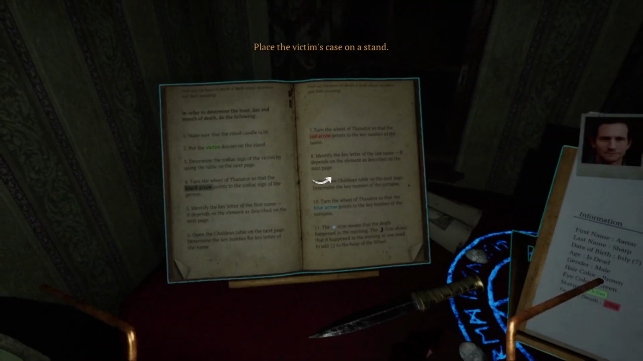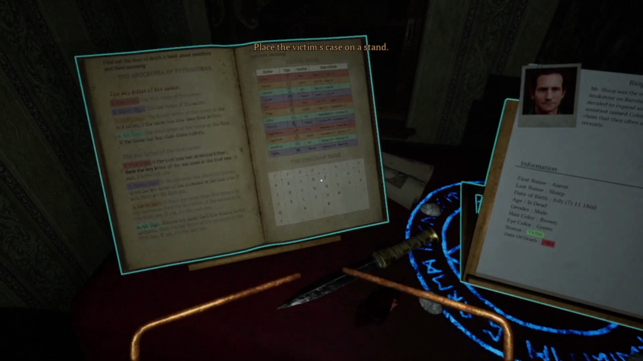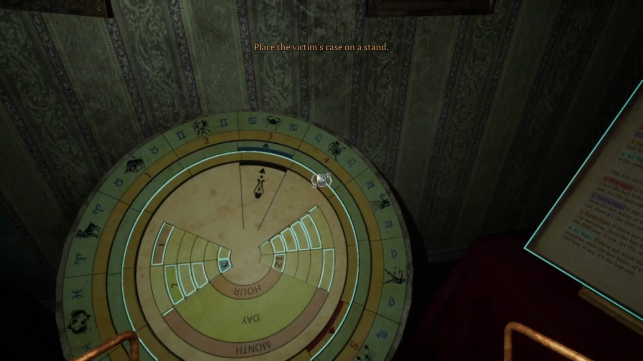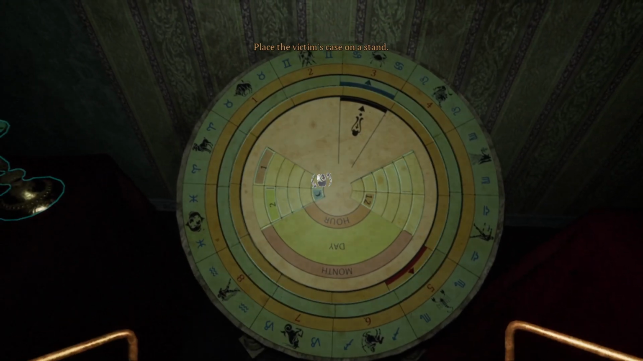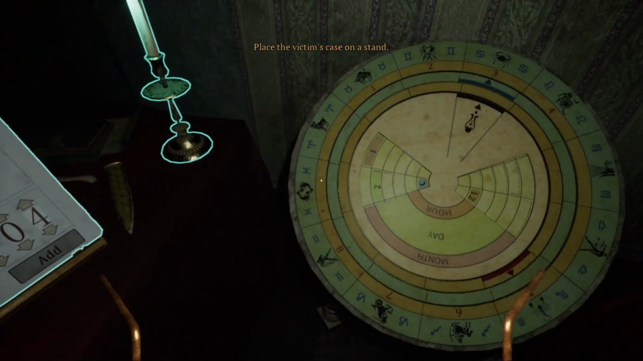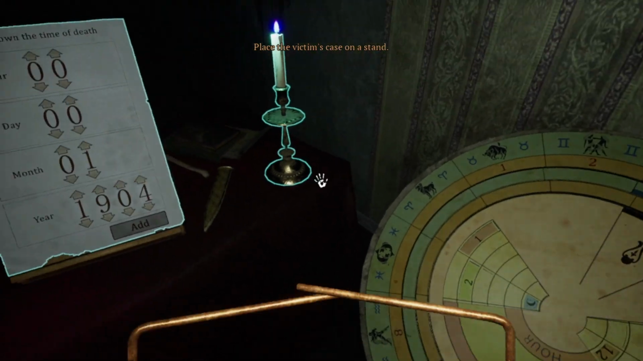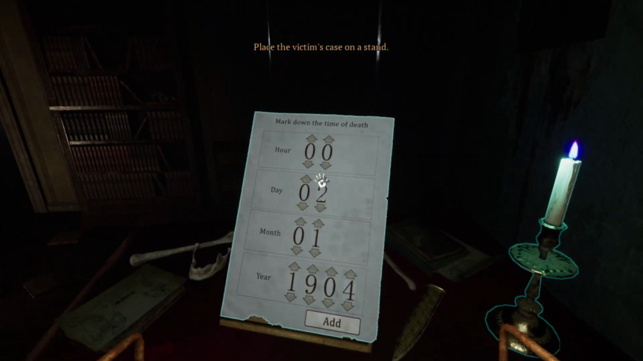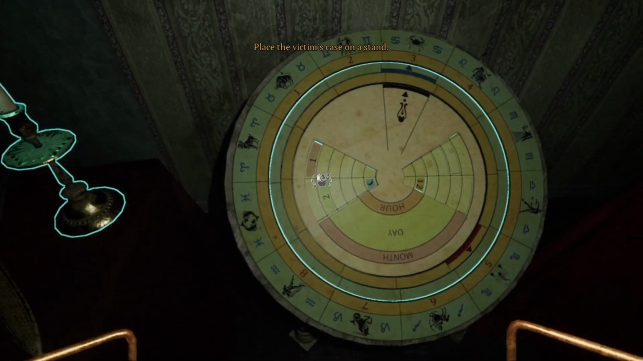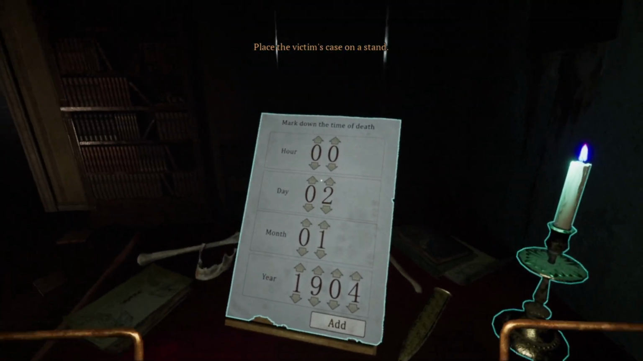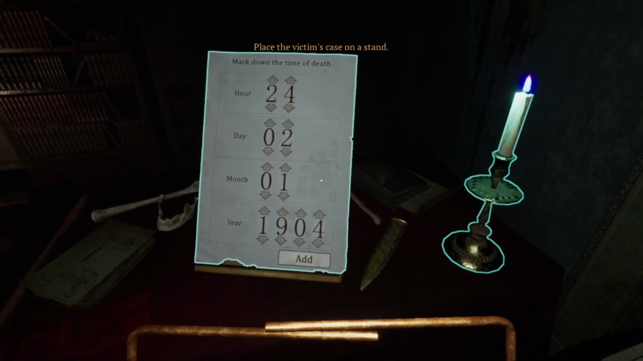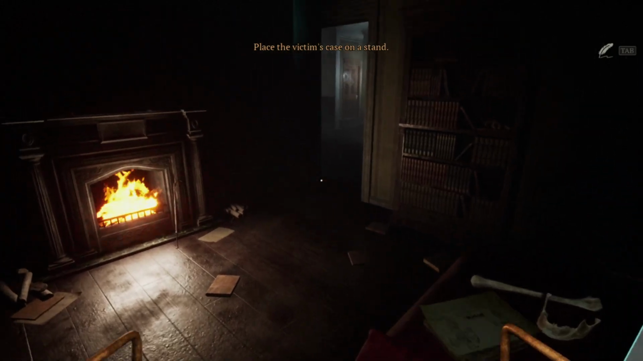Yeah. Yes, N is 5, blue, S is 3. Alright, so we've got that. The month is the 1st. We know it's 1904. The day is the 2nd. Then the hour is 12, but it is the moon symbol, so it's actually going to be 24. Alright, so we added that.